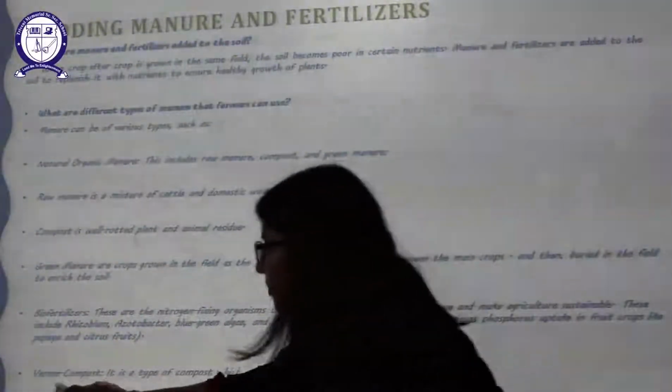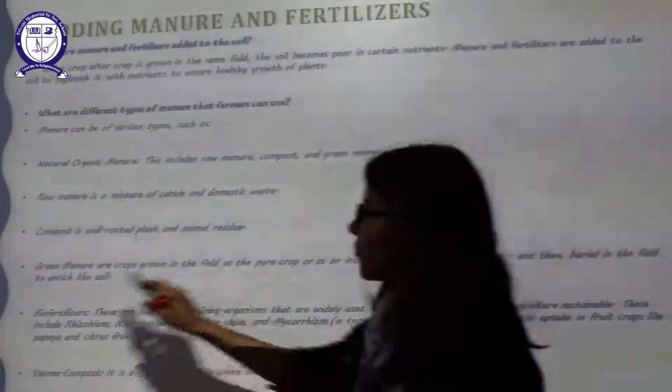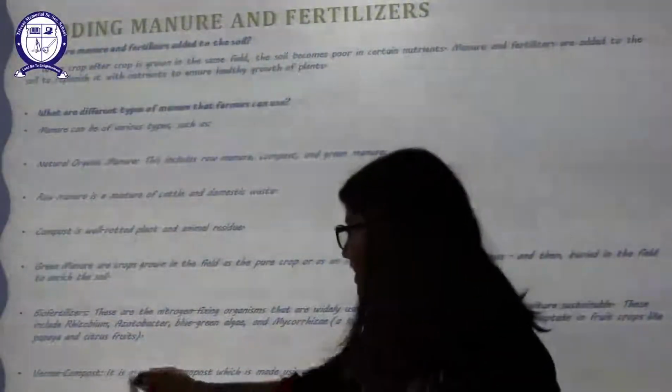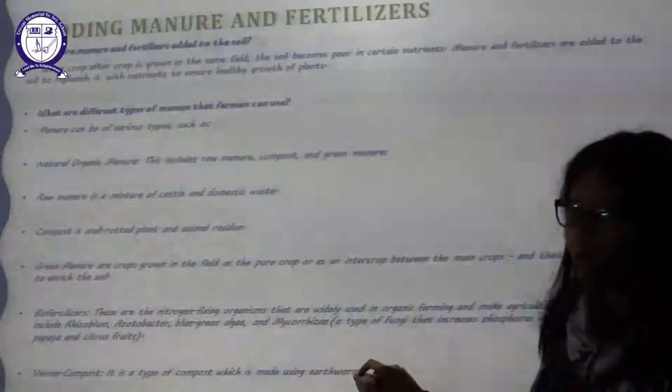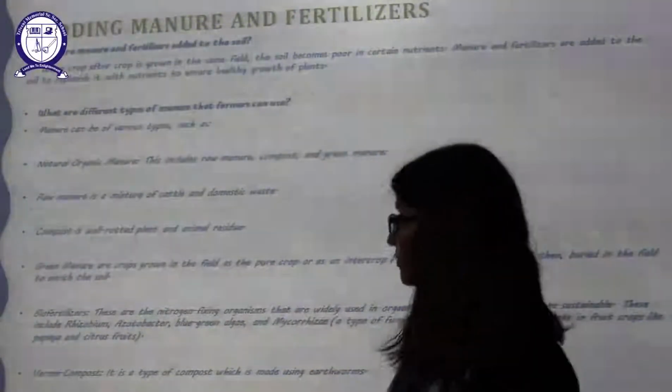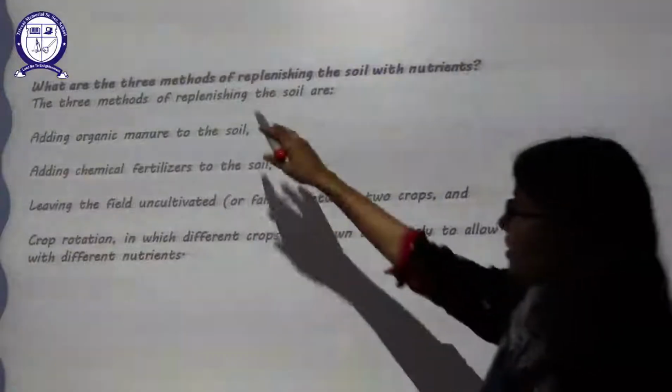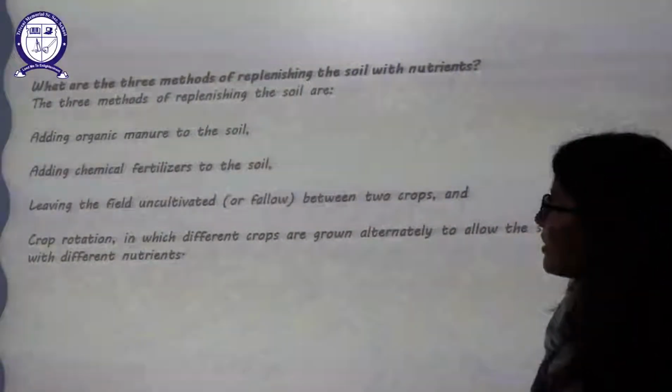Now, next is vermicompost. As the name suggests, worm means microorganism. It is a compost which is formed by worms, means worms, microbes. It is a compost which is made by earthworm. Earthworm is a worm. Now, what are the three methods to replenish your soil with nutrients?